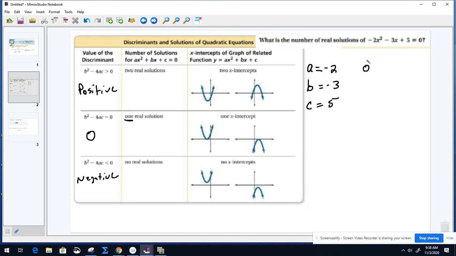So now I'm going to plug it into the formula, b squared minus 4ac. Okay, so it'd be -3 squared minus 4 times a times c, which is 5. And then literally you just punch this into the calculator. So let me put my calculator up here.